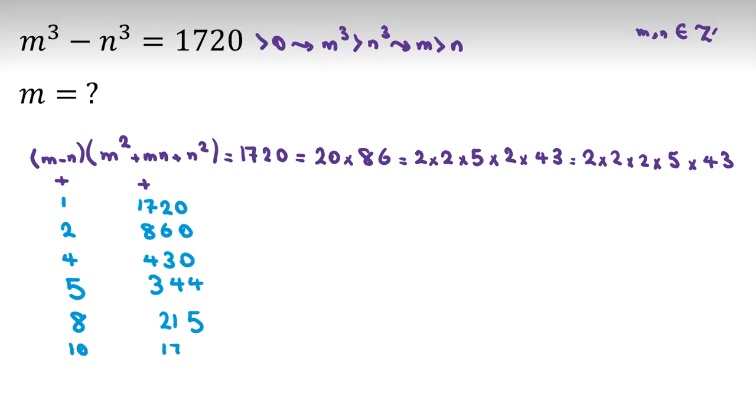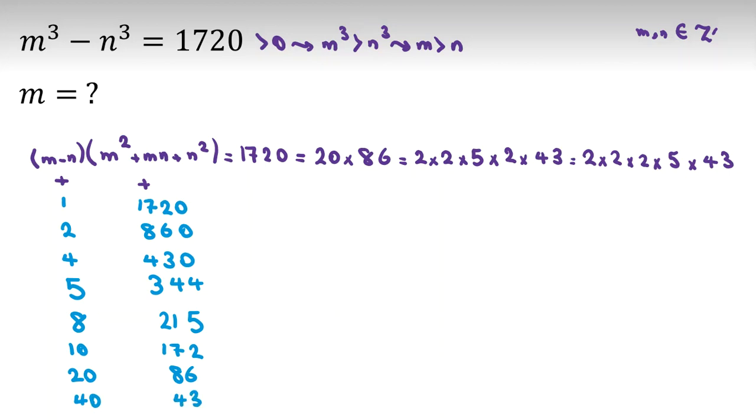11, no. 12, no. 13, no. 14, no. 15, no. 16, no. 17, 18, 19, no. You consider 20 like here. The next one is 86. 21, 22, 23, 24 not possible. 25 not possible. Okay, the next one, if you try to find, it will be 40.